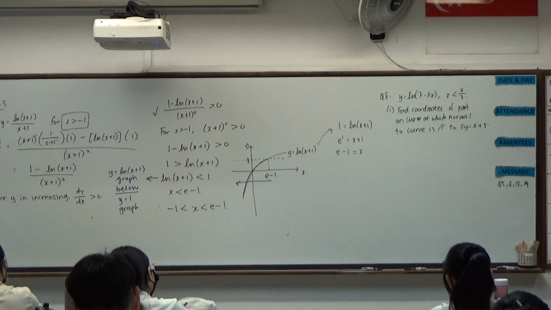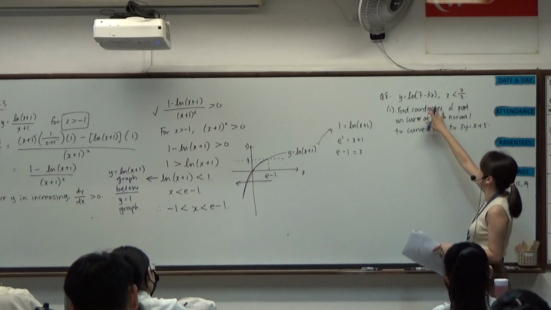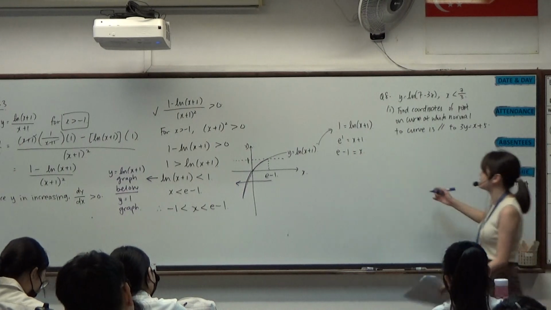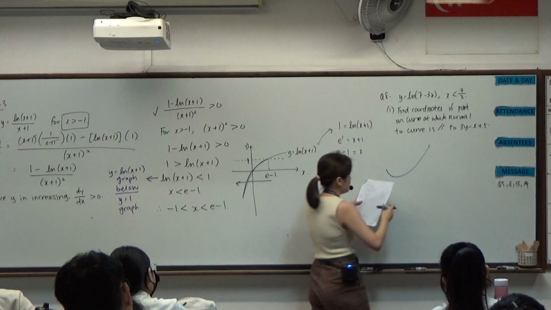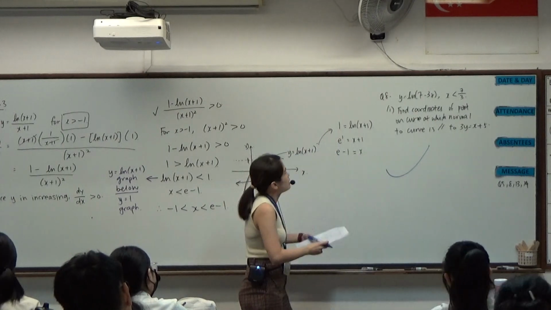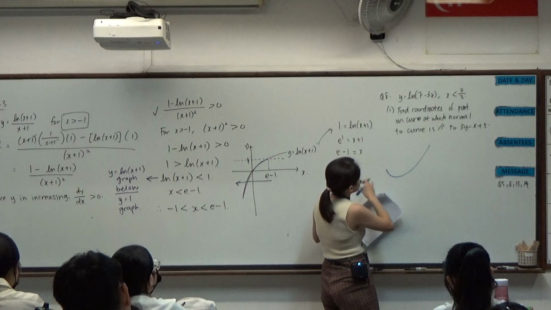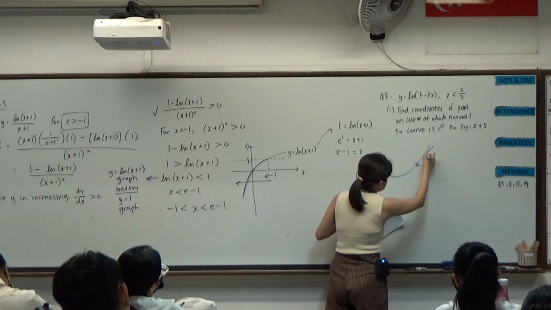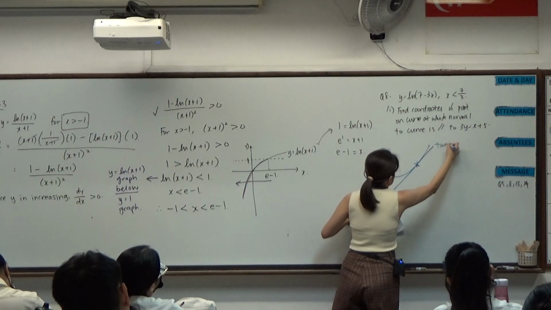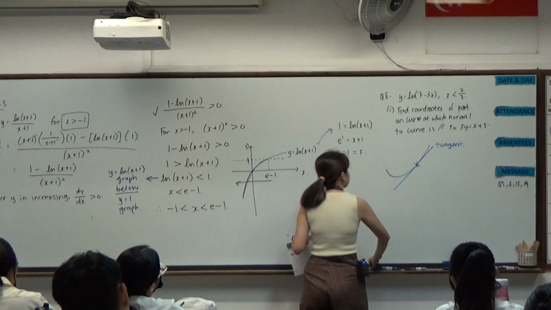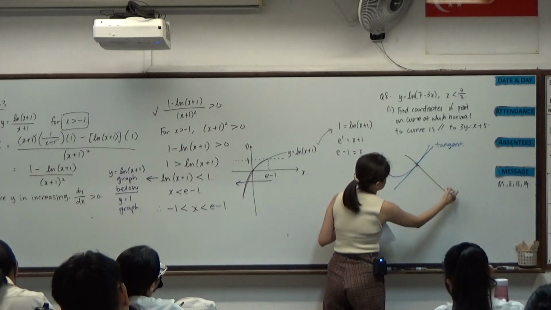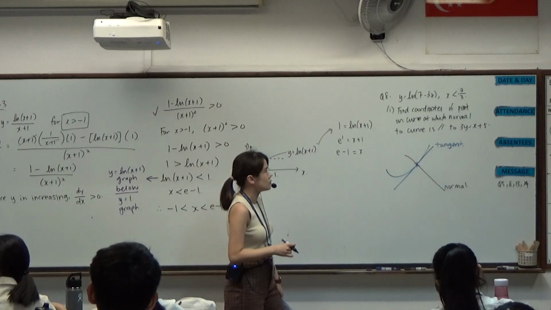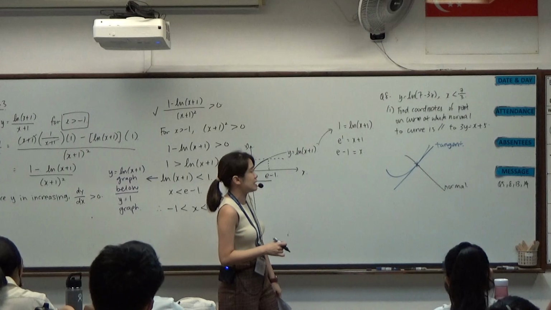Coordinates of the point on the curve at which the normal to the curve is parallel to 3y equals x plus 5. To make sure you understand the question, you can draw any curve that we want to help us understand. Then we want to find the coordinates of the point on the curve at which the normal, so we have this tangent, and then we have a normal. And this normal is actually parallel to a line 3y equals x plus 5.